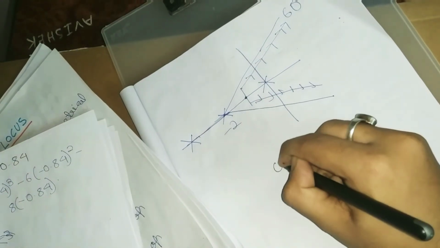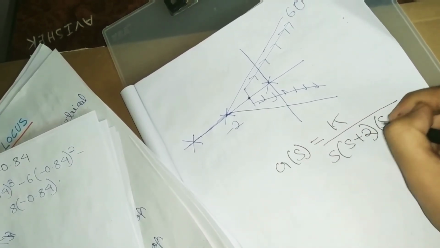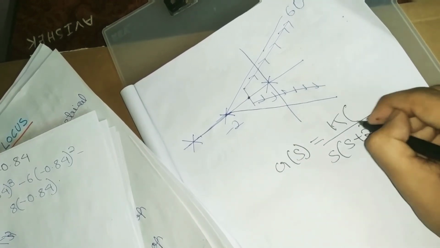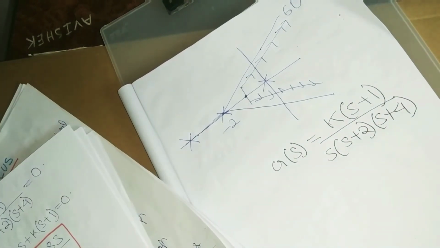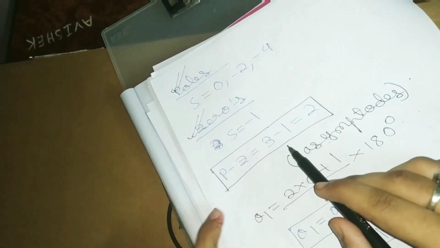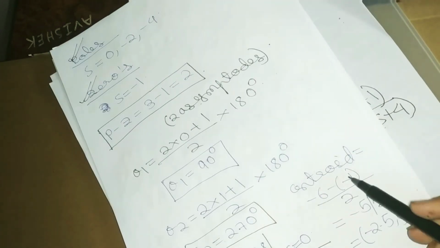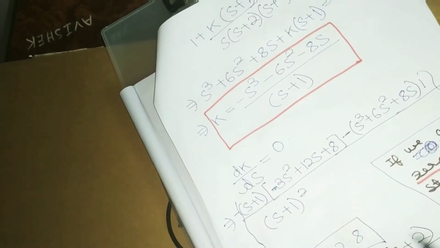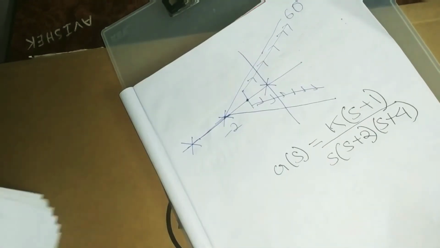Means G(s) equals K by s(s+2), and adding a zero means there will be one zero term, s plus 1. So see what the effects are. Same way, you first have to find the total number of poles and zeros, then find the asymptote angle, then find the centroid. You have to solve through these steps. Then you have to find the breakaway point. So the breakaway point is s equals minus 2.8.